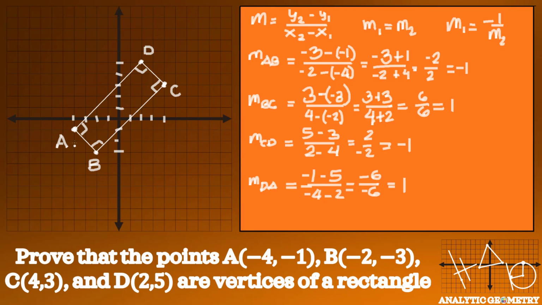Now, let's pick segment AB. The slope is negative 1. DC here, the slope is also negative 1. We can see that the slope for segment AB and CD are the same. In short, they are parallel to one another. Okay? The same goes with BC, positive 1, and DA or AD, which is positive 1. They also have the same value, so they are both parallel as well.